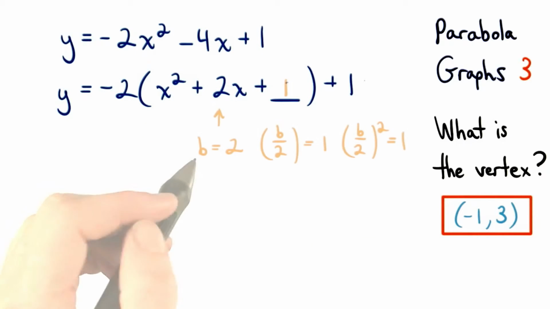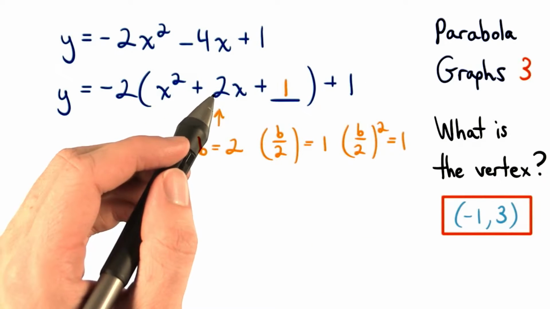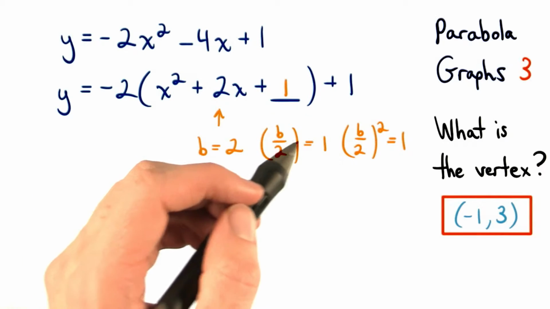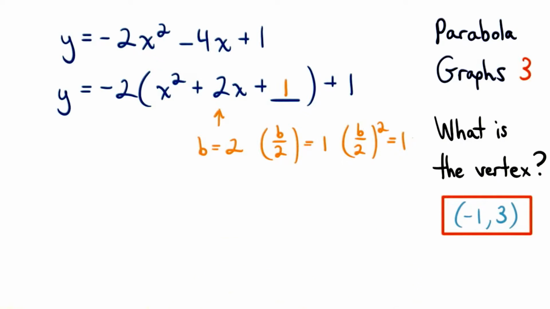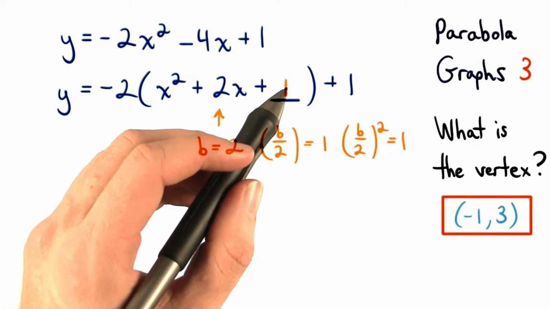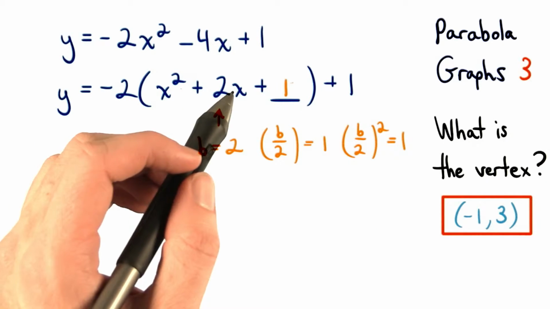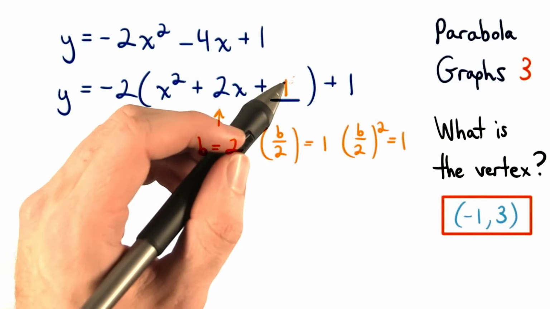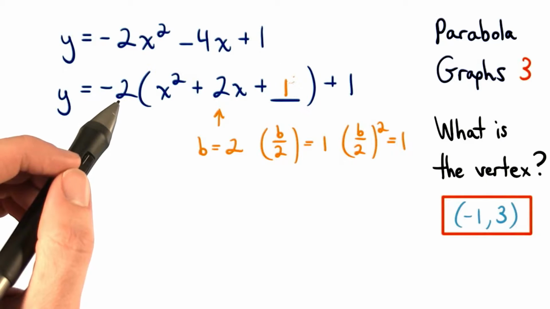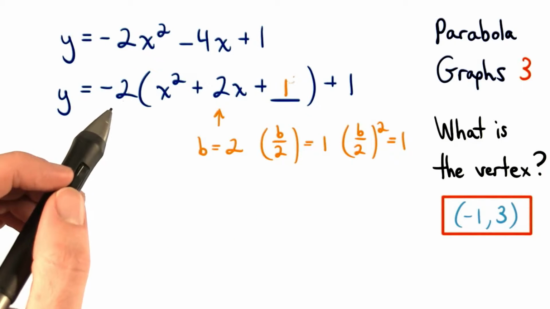The b value is +2, so we know b divided by 2 equals 1, and (b divided by 2) squared equals 1 as well. This means we'll need to add 1 in order to complete the square for these terms. But we really didn't just add 1 here. We really added 1 times -2, or a total of -2.